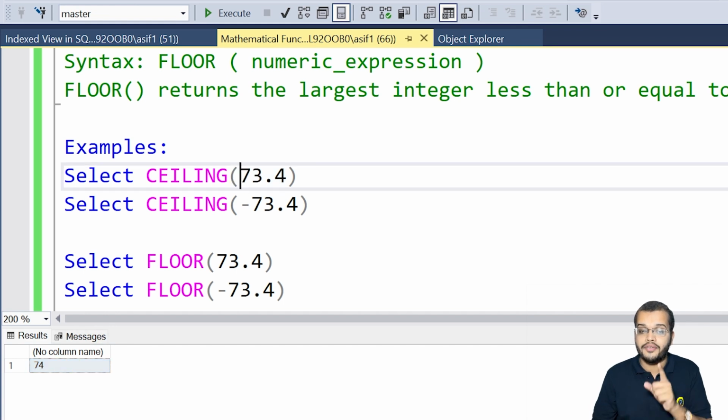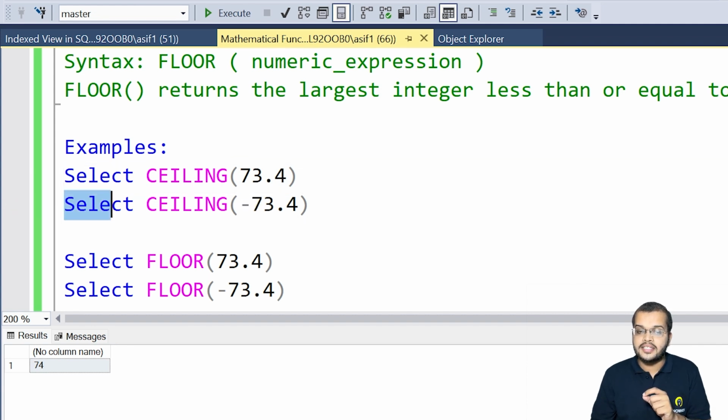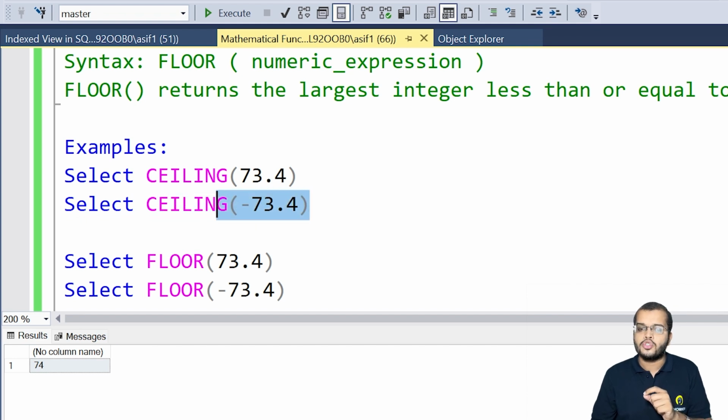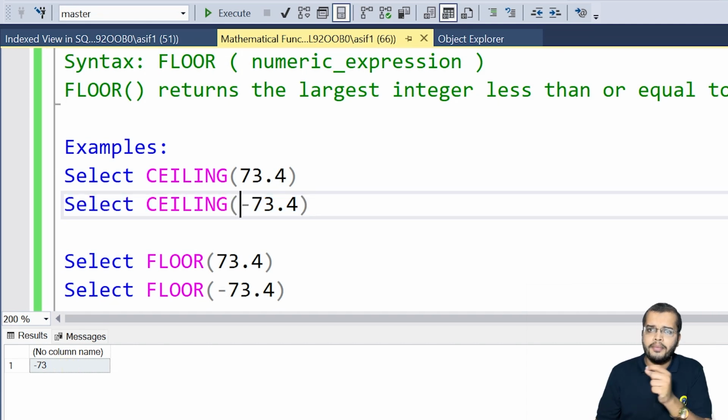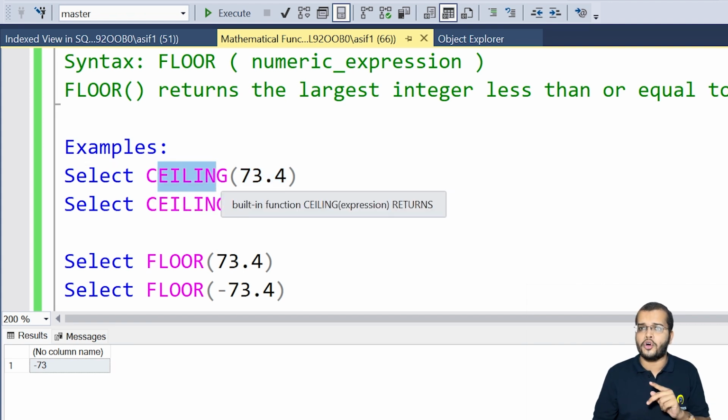Now, as that is a positive number, let us consider the same thing with the negative sign. I am writing the select statement with ceiling as the mathematical function, giving the parameter with a negative sign. The immediate value is minus 73. For minus 73.4, the value immediately above it is minus 73. That's why we are getting 73. So when I have given the positive number 73.4 and use ceiling, I am getting 74.